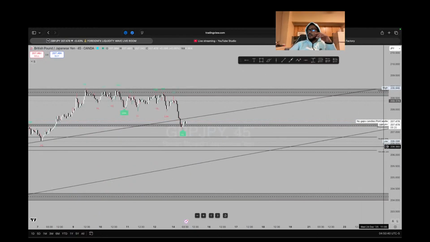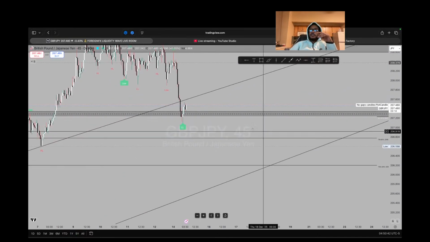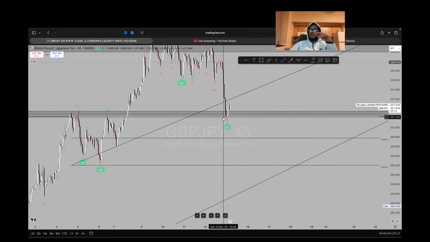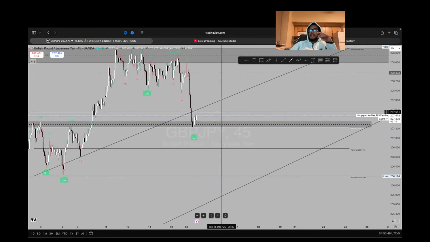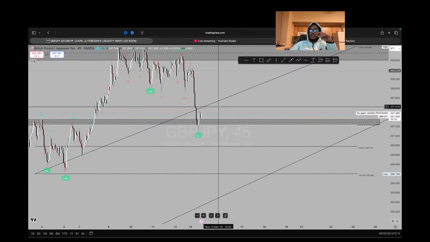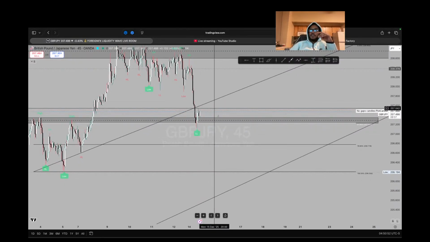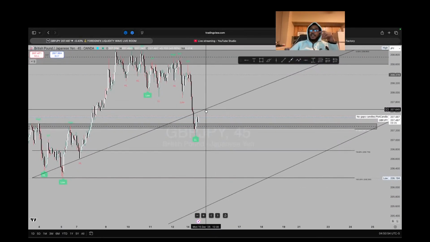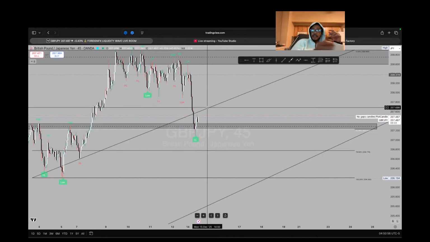On the 45, are we maintaining above the fib? So the 45 is solid. But I want to see a new structure form. If I miss the trade, it is what it is, but I'm waiting for all my confirmation.